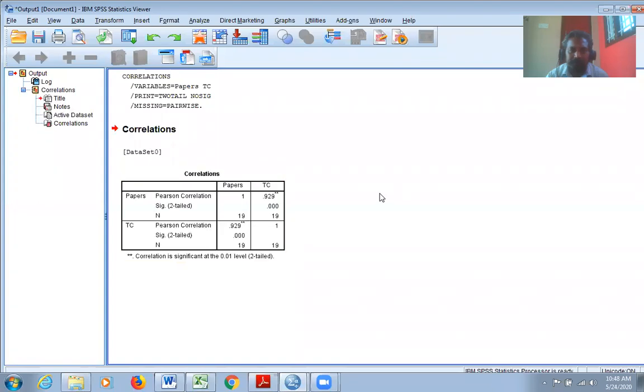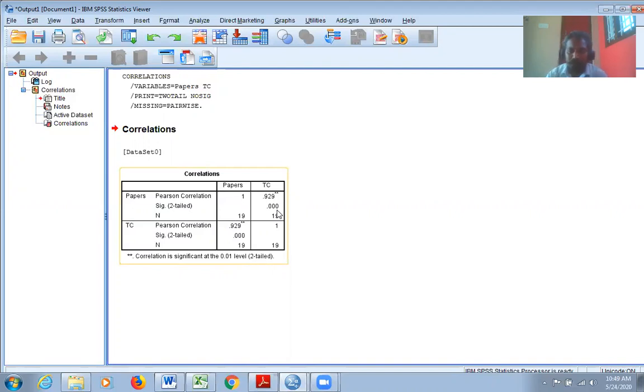So the result is here. It says that the correlation between papers and papers is 1. The correlation between papers and total citations is 0.929. See, 0.929 is a very good correlation. That means there is a very good positive correlation between the number of papers published and the number of citations received, because the R value is 0.929. Since it is 0.9, it is a positive correlation, and since it is very close to 1, we can say that both these variables are closely related. There are 19 years of data, and the two-tailed p-value is 0.000. It means that there is a significant association between the number of papers published and the number of citations received by them.